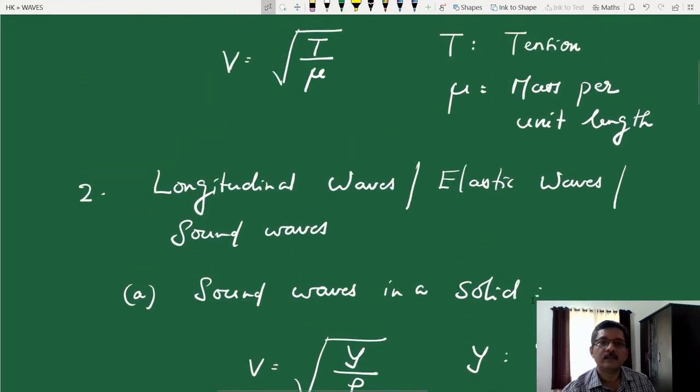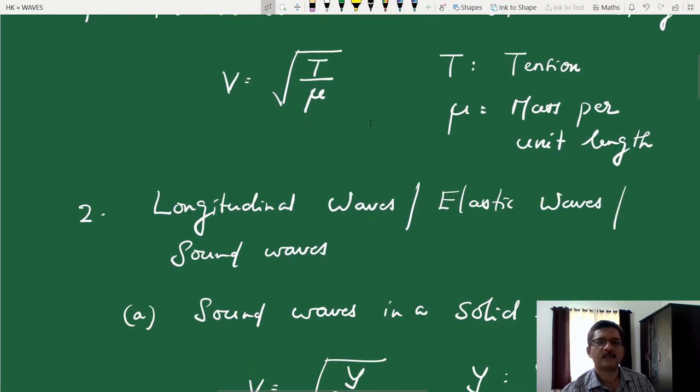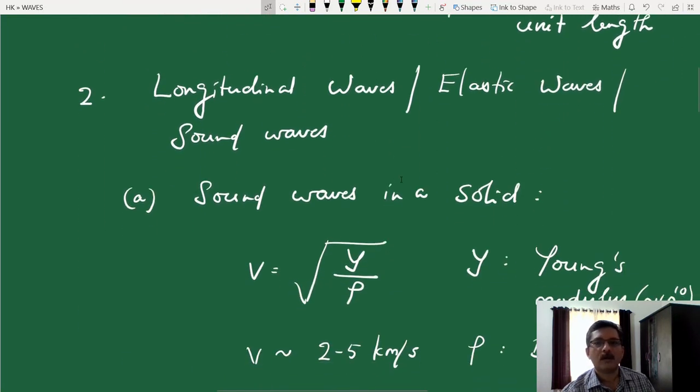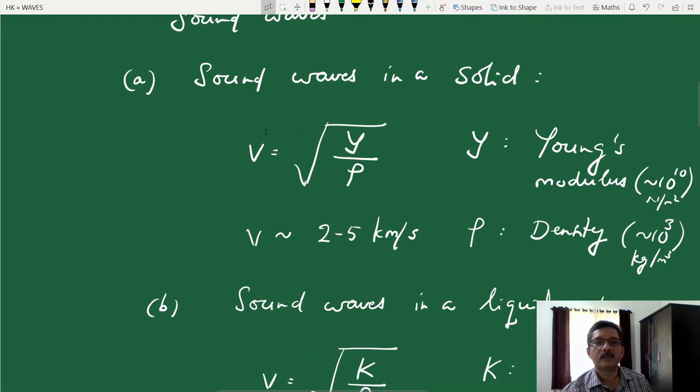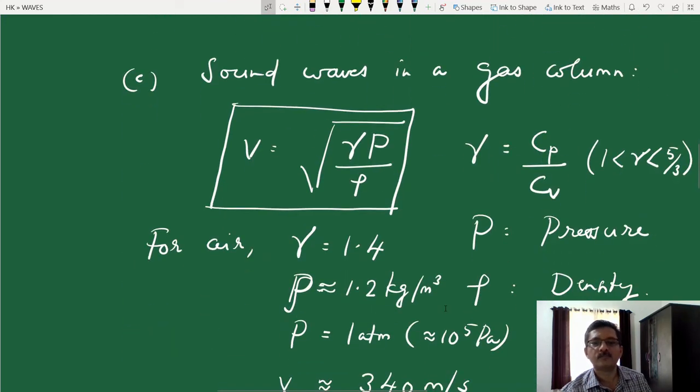So we have seen the wave speeds in different media. For transverse waves on a stretched string, the formula is the square root of T by mu. In the case of longitudinal waves or elastic waves or compressional waves or sound waves in a solid, the formula is this. It depends upon Young's modulus and is inversely proportional to the density, and it is of the order of 2 to 5 km per second, which is a very high speed. In a liquid column, the speed is somewhat less. The formula is the square root of K by rho, where K is the bulk modulus. Speed is of the order of 1 km per second. In a gas column, the speed is again less, of the order of a few hundred meters per second.